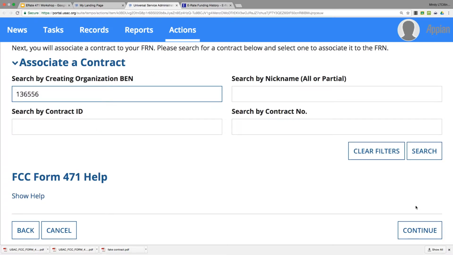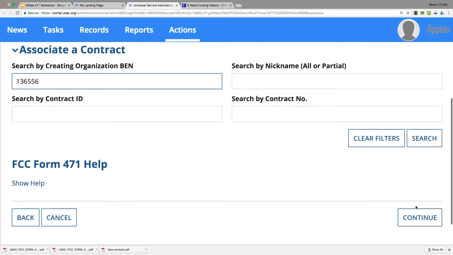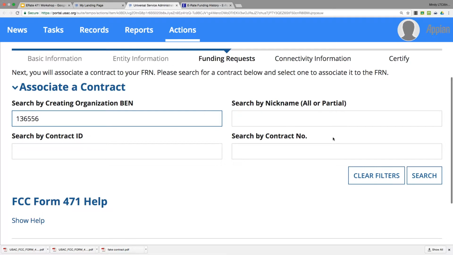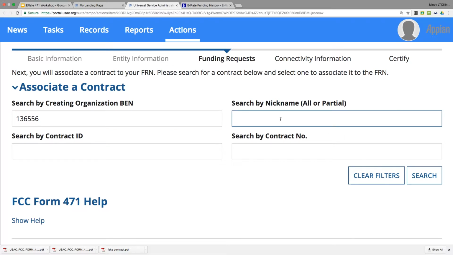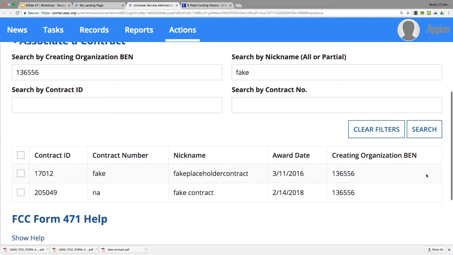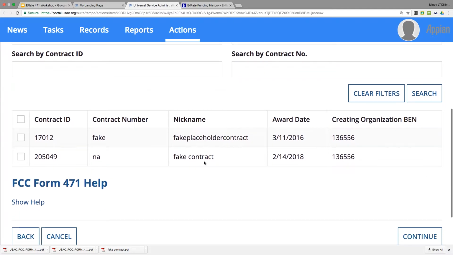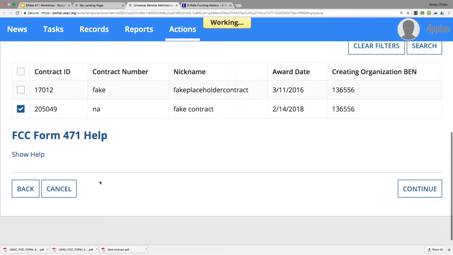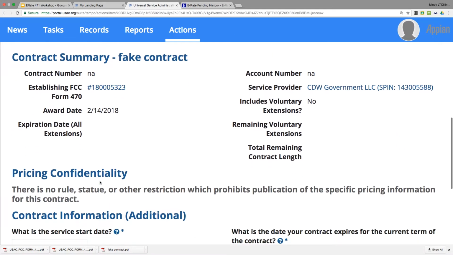All right, so now it's going to say, you said this was a contract. We're going to look through your whole bin for contracts. If I had a nickname, I could put it here. I do. I have a nickname that is called Fake. So I'm going to type that in there and click search. I have a couple of fake contracts. This is the one from today. So I'm going to select that fake contract and it will populate down below.